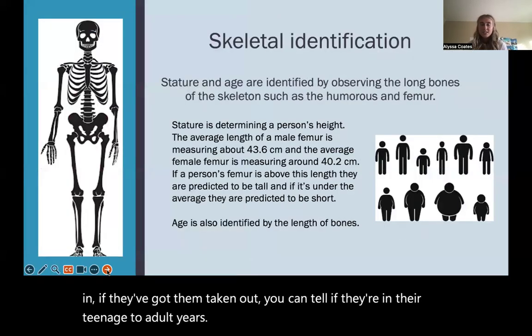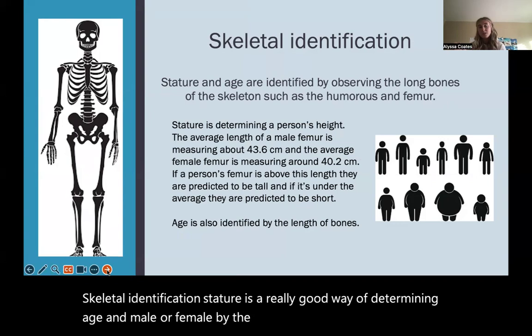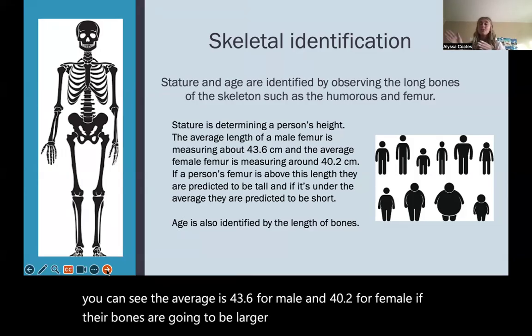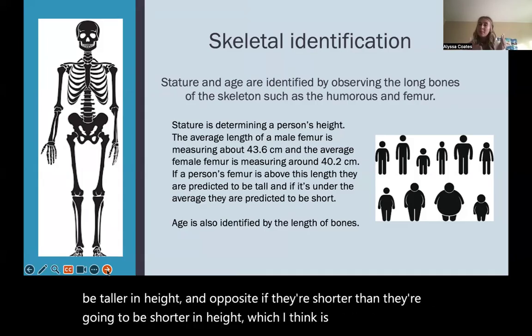Skeletal identification, stature is a really good way of determining height in male or female by the length of their bones. Right here, you can see the averages, 43.6 for male and 40.2 for female. If their bones are larger or longer, then they're going to be taller in height. And opposite, if they're shorter, then they're going to be shorter in height, which I think is really cool that you can determine that by our bones.